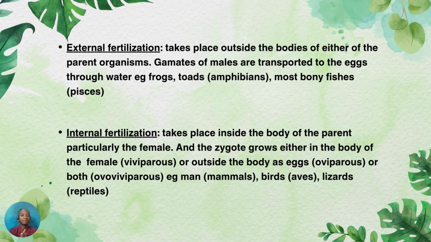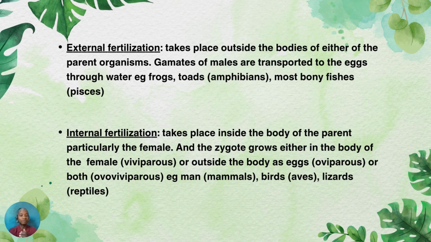Okay, so now external fertilization takes place outside the body of either of the parents' organism. So the gametes of the males are transported to the eggs through water, e.g., frog. The female lay their eggs on the water body. The male mounts on the female and produces their sperm, which now is carried by the water onto the eggs, and they fertilize, and from there life begins. We also see that in bony fishes and toads.